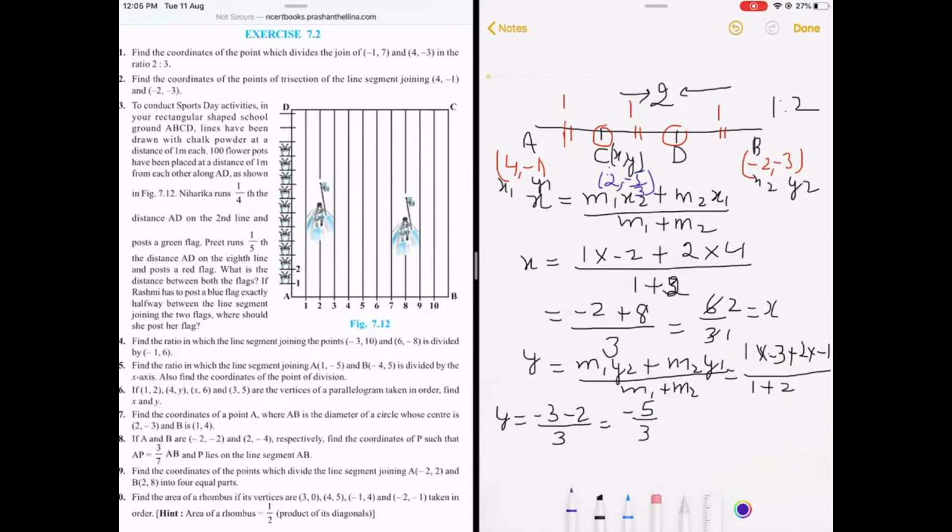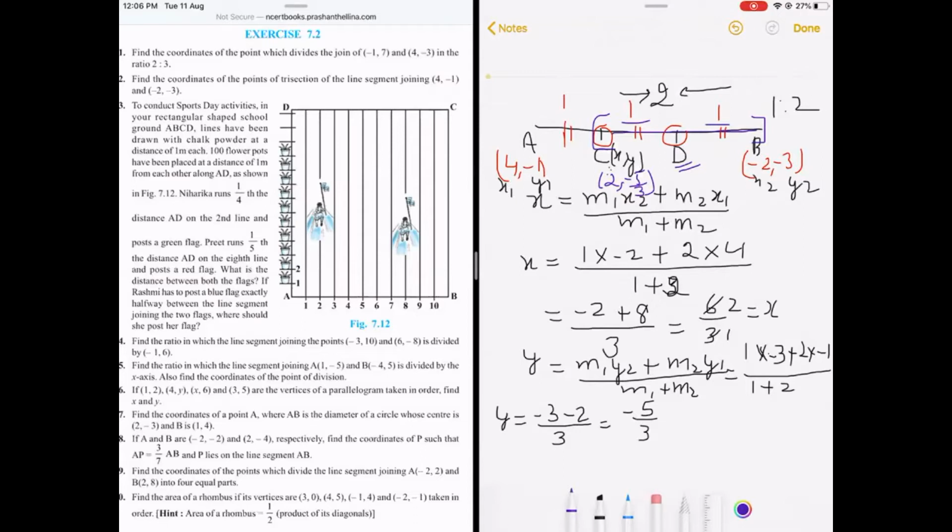Now we have to find the coordinates of D only. So by taking this line only, we can find the coordinates of D very easily. The line BC is divided in the ratio of 1:1. Coordinates of C is 2 and minus 5 upon 3, and B is minus 2 and minus 3. So we can very easily find the coordinates of D.